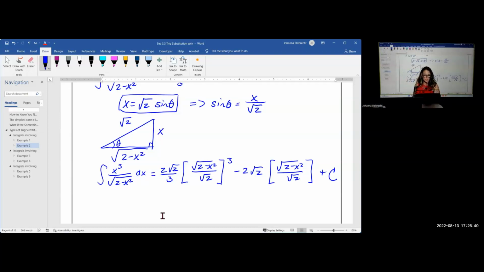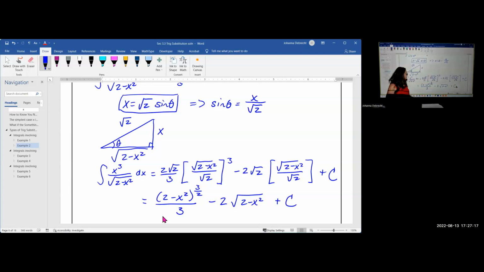So when I'm done with this particular one, I'm going to have basically the expression 2 minus x squared to the 3/2 power all over 3, right? Remember, the square root gives us the 1/2 power cubed, which gives us the 3/2 power. 3 square root to 2 is going to give us 2 square root to 2, so those cancel, and I still have the 1/3. And then over here, the square root to 2 cancel, and so I get minus 2 radical of 2 minus x squared, or you can write it to the 1/2 power, and then you've got your plus c. So you can see that these are quite long problems.